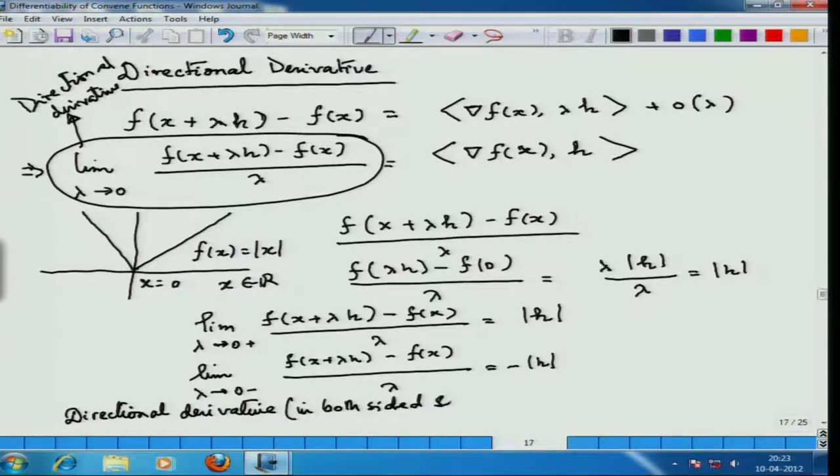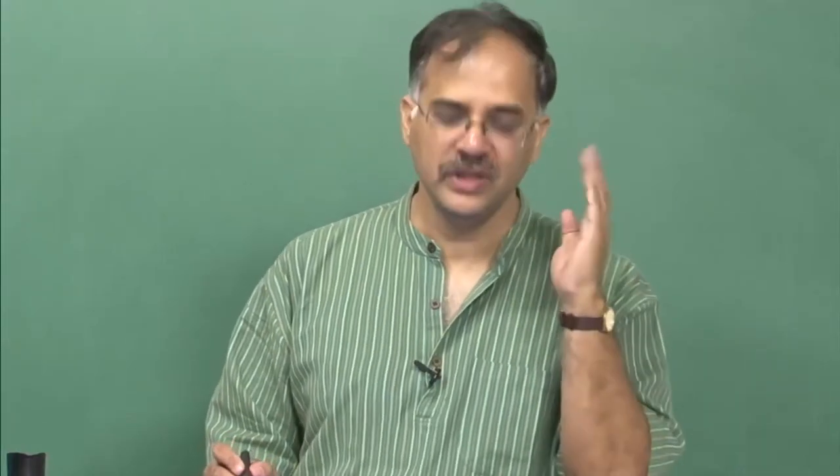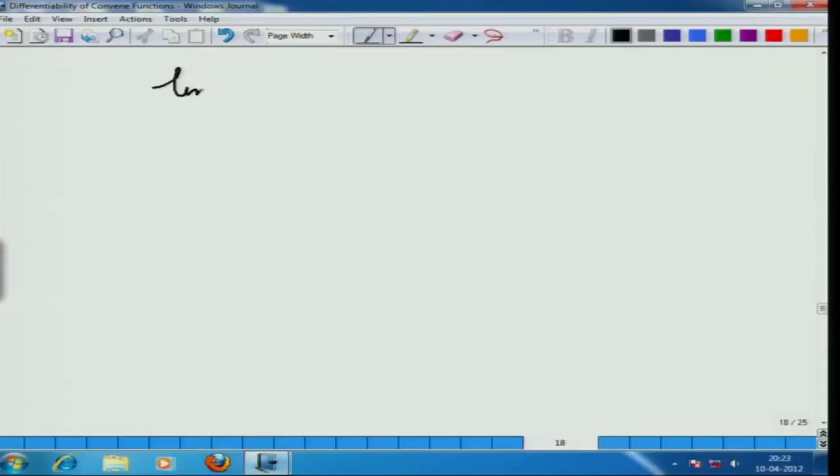So, directional derivative in both sided sense need not exist for a convex function. But an important thing happens: the directional derivative in a one sided sense always exists for a convex function. That is, if I take this limit, where lambda is only coming from the right hand side, this symbol lambda down arrow 0 means lambda is greater than 0 and lambda is going to 0. This is another way of writing lambda goes to 0 plus.